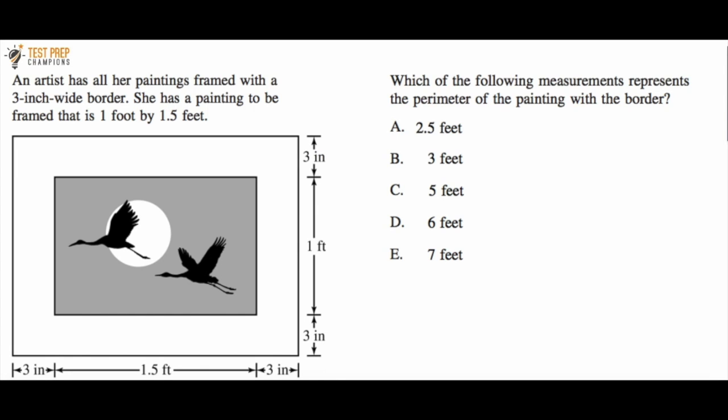An artist has all her paintings framed with a 3-inch wide border. She has a painting to be framed that is 1 foot by 1.5 feet. Which of the following measurements represents the perimeter of the painting with the border? So you know the drill by now. If you'd like to, you can pause the video, try to work this problem out, and then when you're ready, we'll go over the answer here.